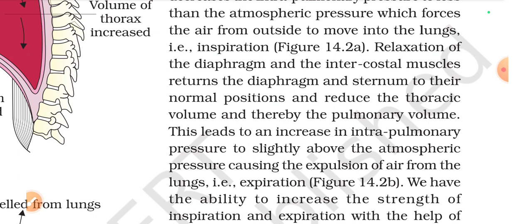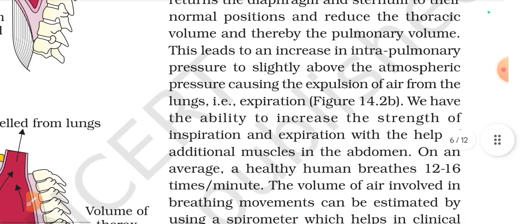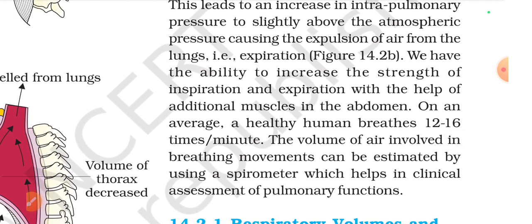Relaxation of the diaphragm and the intercostal muscles returns the diaphragm and sternum to their normal positions and reduces the thoracic volume and thereby the pulmonary volume. This leads to an increase in intrapulmonary pressure to slightly above the atmospheric pressure, causing the expulsion of air from the lungs. That is expiration. We have the ability to increase the strength of inspiration and expiration with the help of additional muscles in the abdomen.